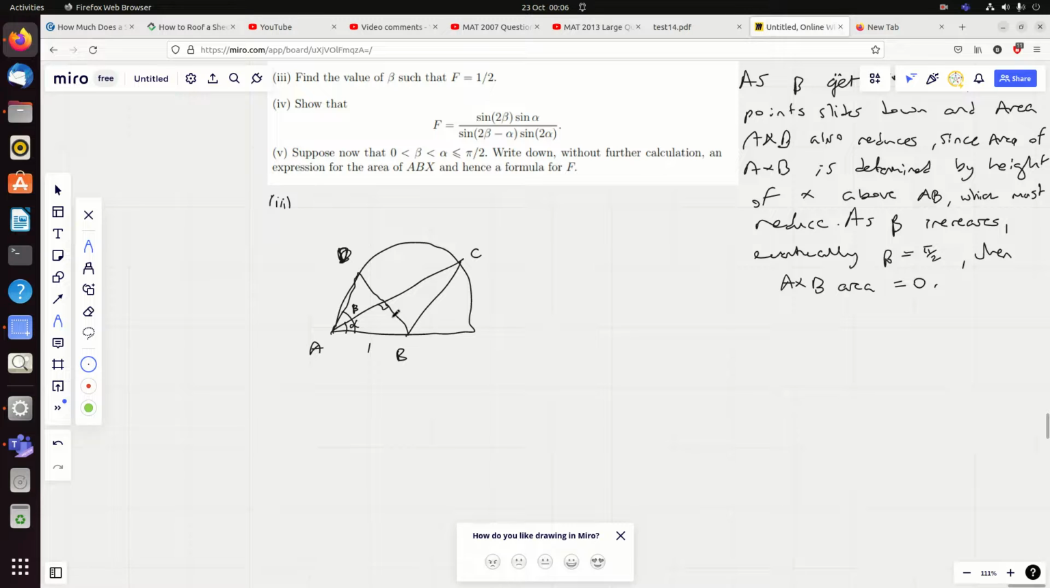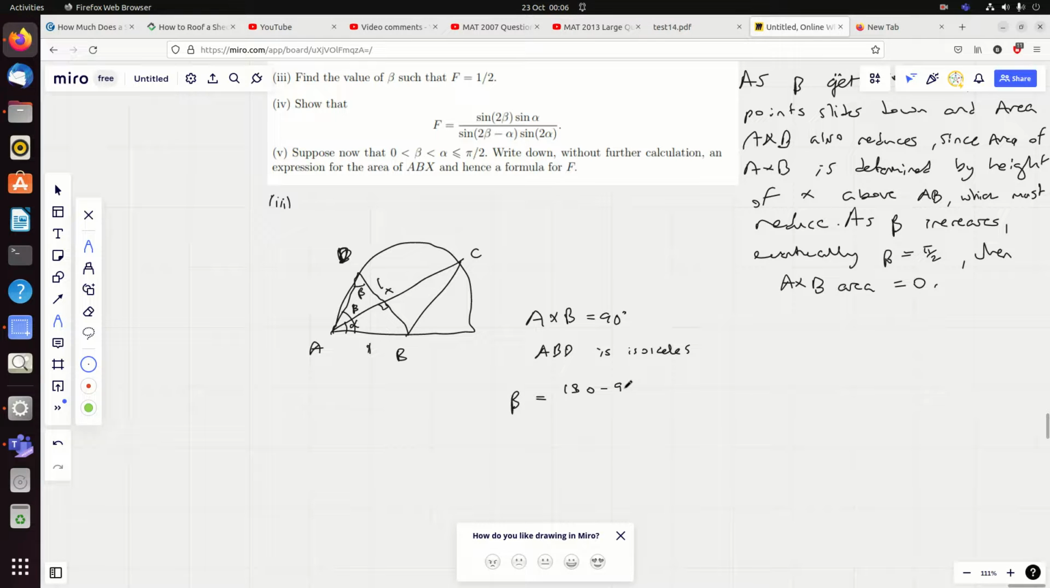Okay, so what have we got here? We've got AXB is 90 degrees. Just label X there. We've got ABD is isosceles, and that's because that's a 1 and that's a 1. And therefore that's going to be a beta up there. That's well worth considering.